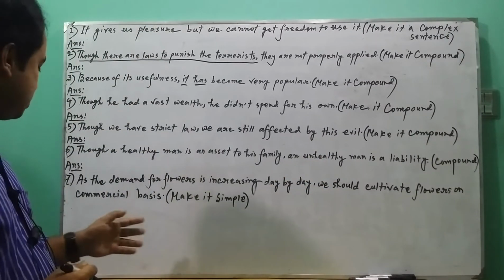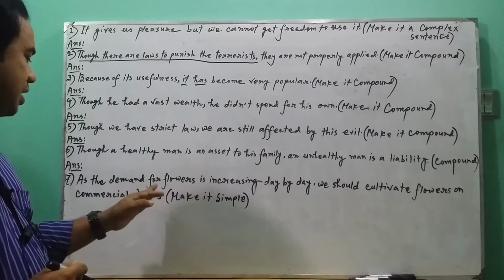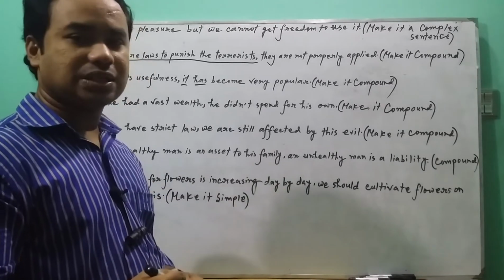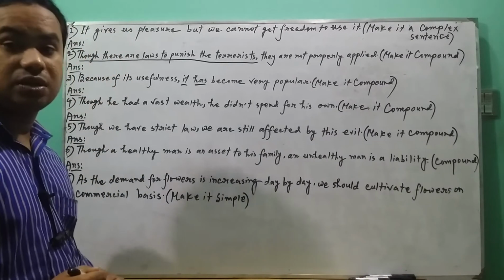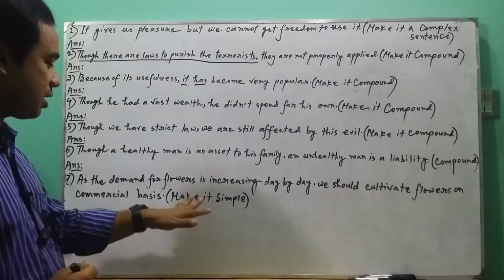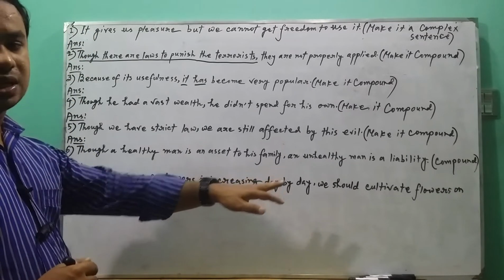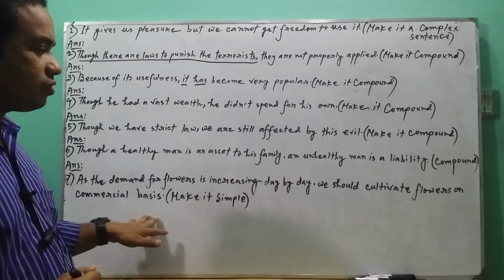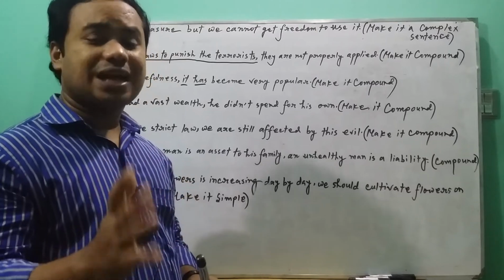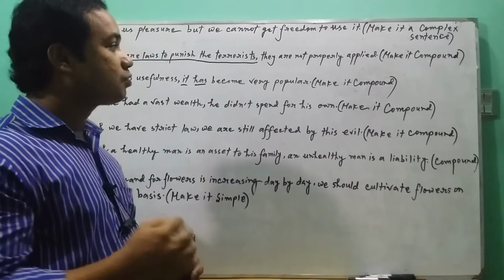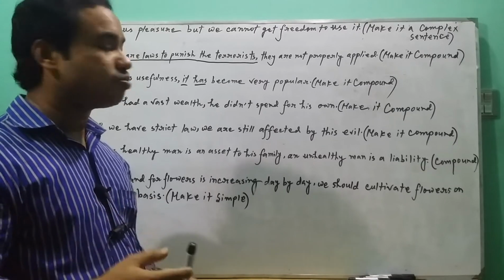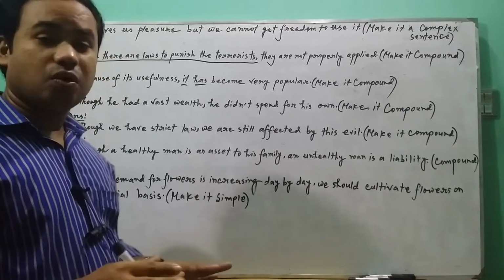And the last one is, as the demand for flowers is increasing day by day, we should cultivate flowers on a commercial basis. This is a complex sentence because it has a subordinate clause and we have the main clause. Okay. Before I start the transformation, let's quickly revise the previous rules we discussed here.